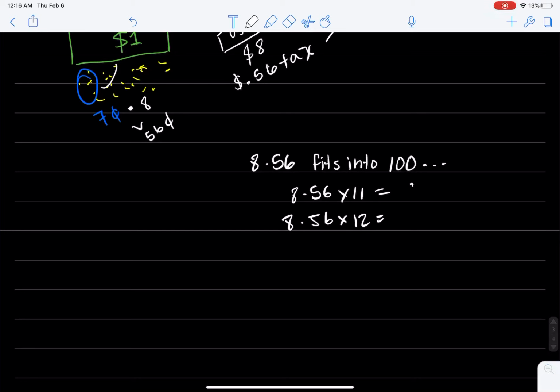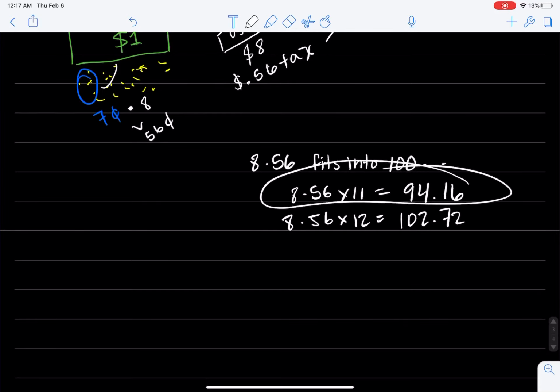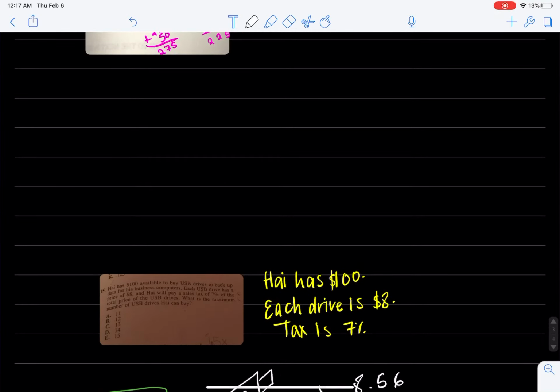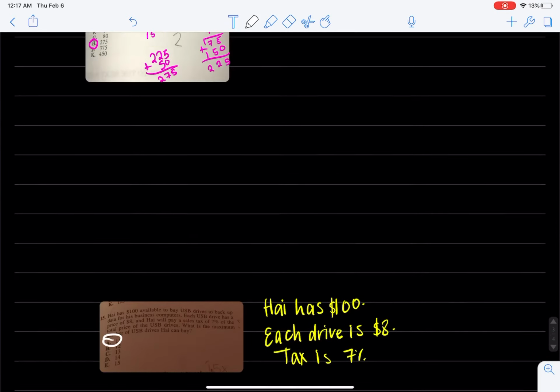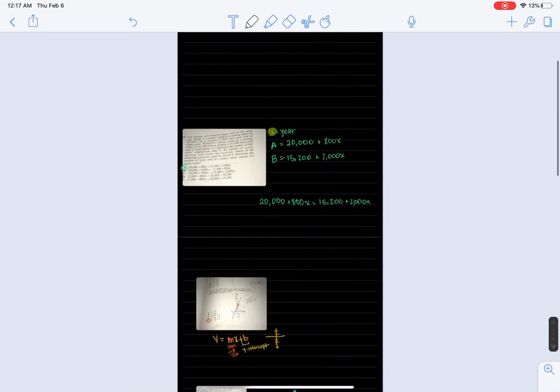This is 94.16. Alright, and then this is 102.72. So already he can only buy 11. So the answer is A, 11. So yeah, I hope that helped.